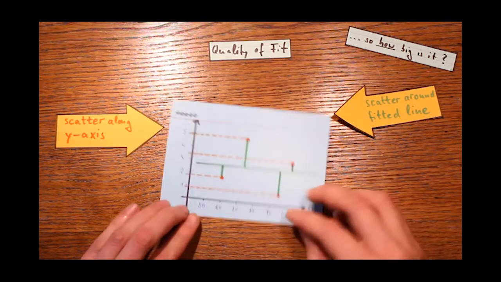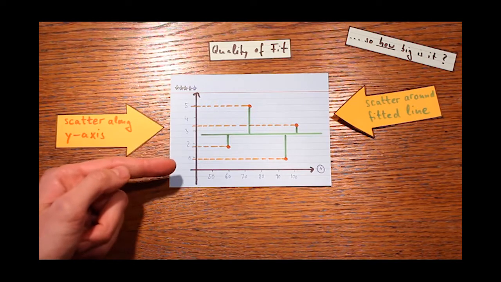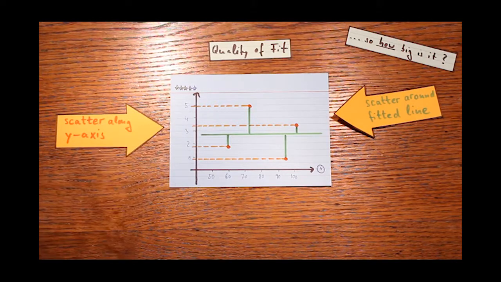In this third case, the fitted line actually turns out to be straight. So what this means for the data is that the scatter along the y-axis and the scatter around the fitted line, they are actually exactly equal.